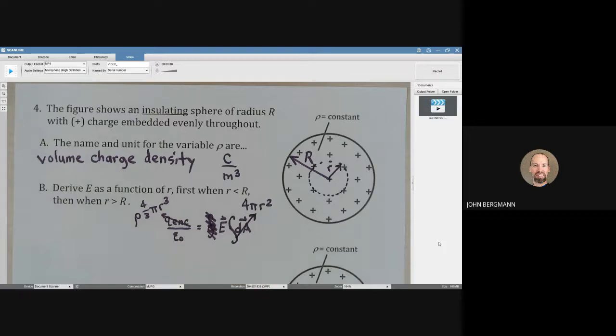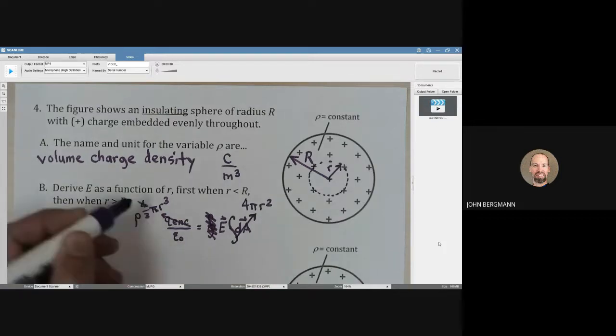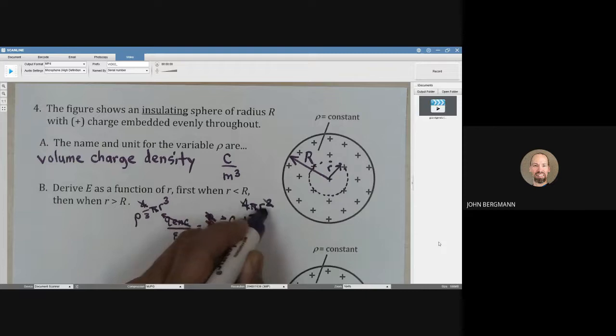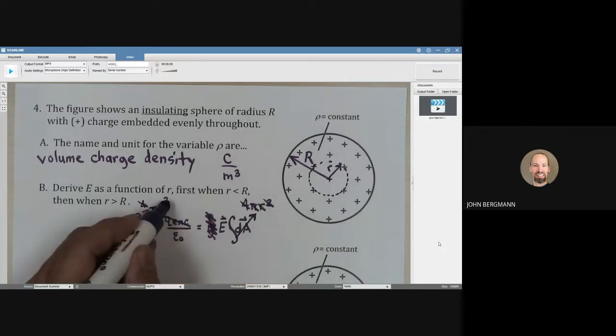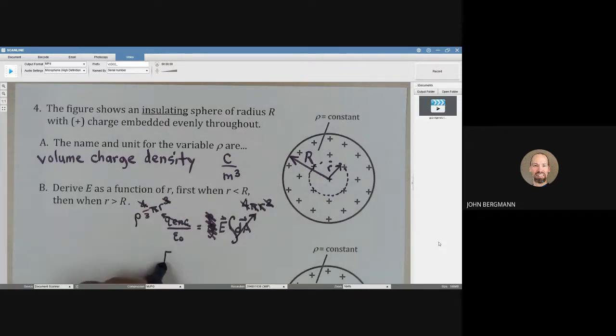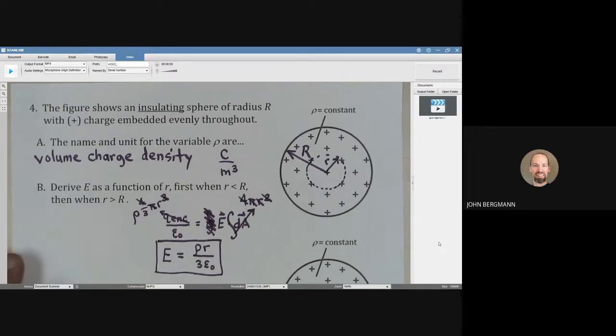We can cancel some things. The 4 and the pi will cancel. Two of the r's will cancel. And if we simplify that, we can find the expression for the electric field at any distance r. It looks to me like it's going to be rho times r over 3 epsilon naught. So according to this equation, as we go further out from the center, the electric field is getting stronger. As r gets bigger, the electric field is going to get stronger.